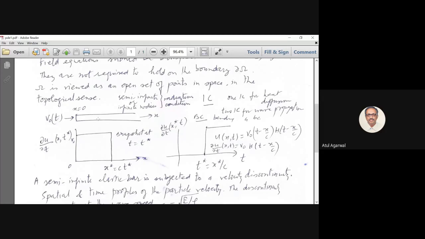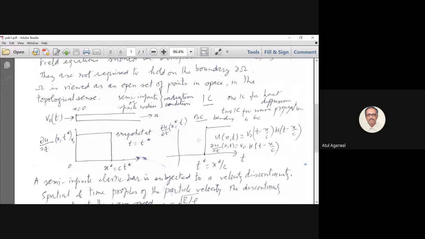So you see, you are given an initial velocity v naught at this end, and if you look at the solution at time t equal to t star, you will find that this wave propagation has some speed given by c. So up to c into time, this velocity is transmitted in this medium, and you will find the same velocity as that given at this end. This was the snapshot at t equal to t star.